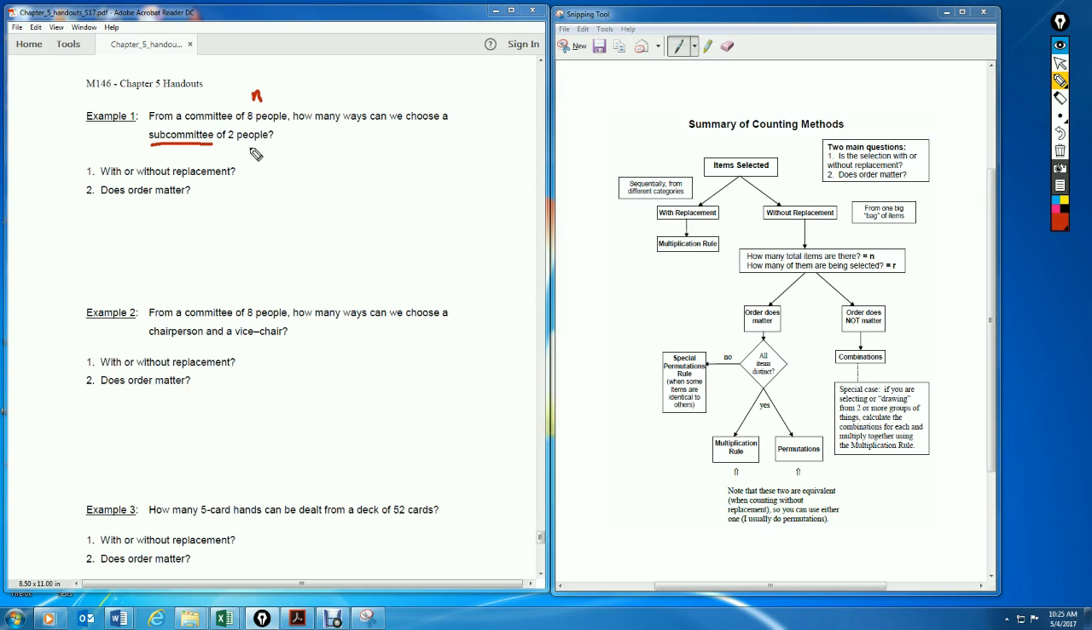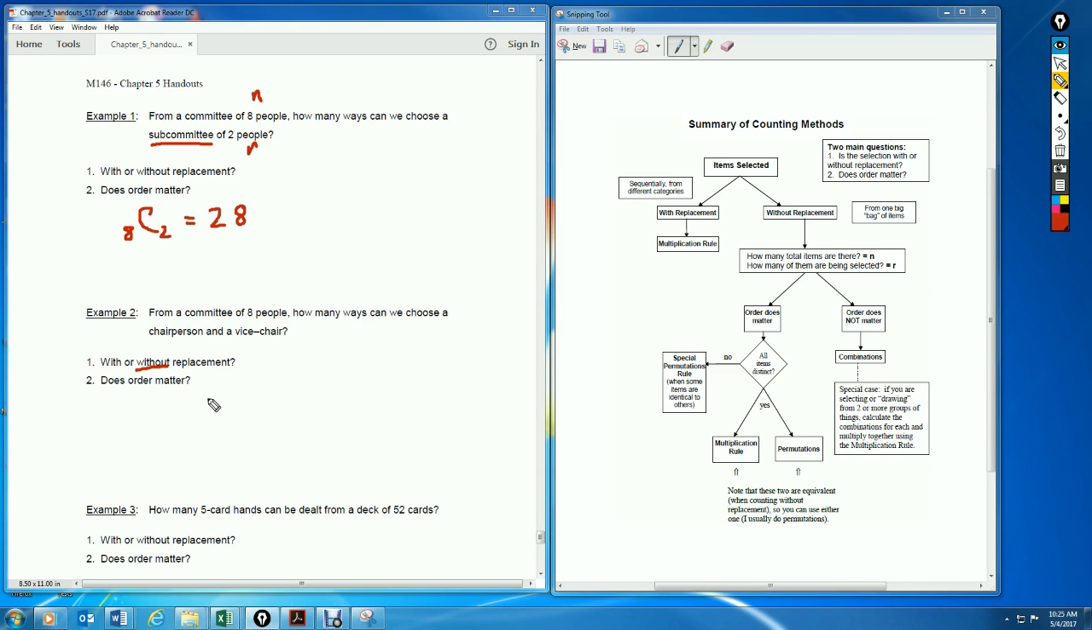We want to choose 2 of them at a time, that's R. So in other words, I just want to do the combinations of 8 objects taken 2 at a time. You can just do that on your calculator and you should find that that is 28 ways. All right, so example 2, from a committee of 8 people, how many ways can we choose a chairperson and a vice chair? Again, we are choosing without replacement.